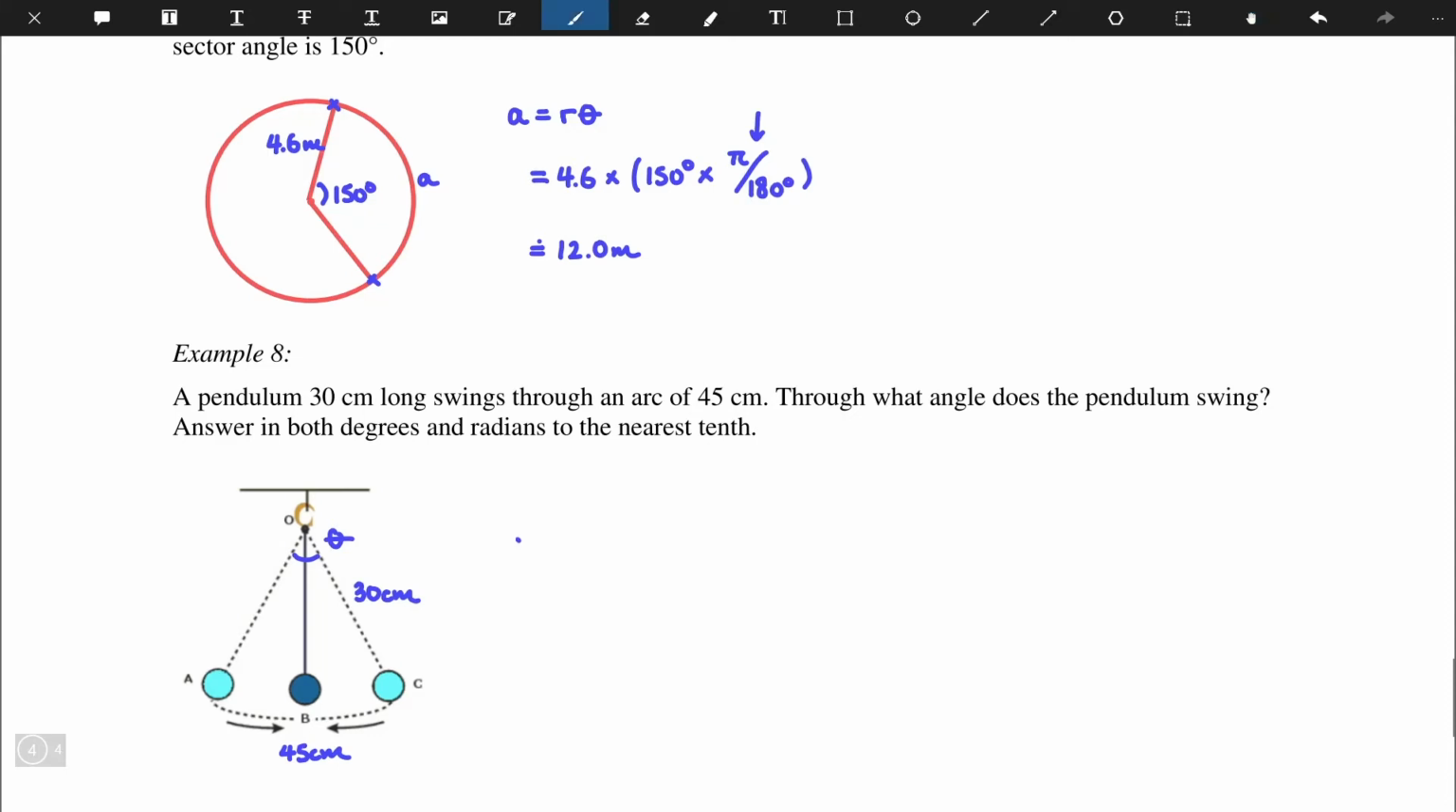So in this case, we once again have A is equal to R times theta. So the arc length is 45, the radius is 30, and then we have theta. So theta is equal to 1.5 radians, which we can also convert back to degrees, multiplying by 180 degrees and dividing by pi, which gives us approximately 85.9 degrees.